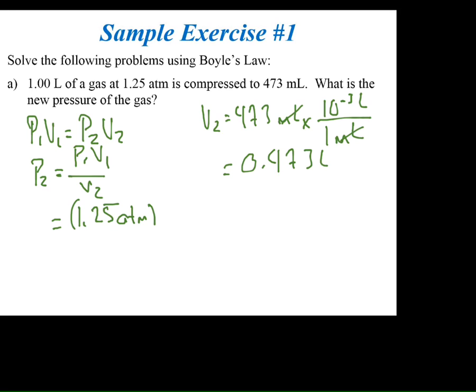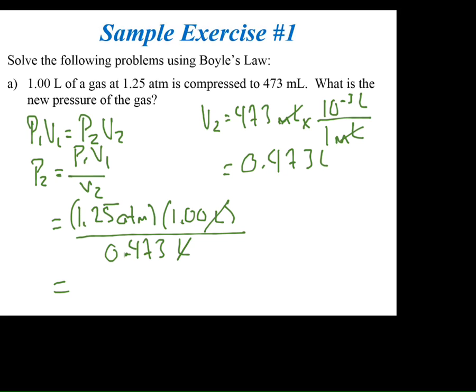Okay. What's V1? 1.00 liters, good. And what's V2? We just found it, right? Okay, so now our units can cancel, right? Because now we've got liters and liters. Okay, so punch it in our calculator here. 1.25 times 1 divided by 0.473.